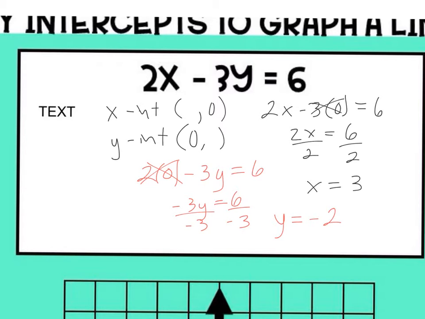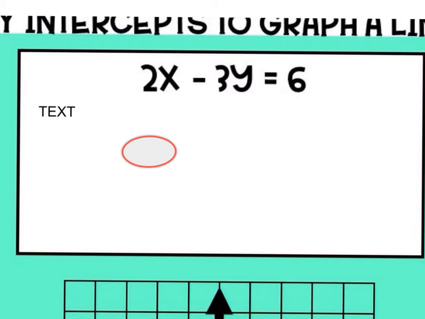Now let me show you the cover-up method. For the cover-up method, if I cover up the 2x, I'm left with negative 3 times something is positive 6. Well, that's got to be negative 2. Negative 3 times negative 2 is positive 6. Now let me move this over. 2 times something is equal to 6. Well, that's going to be just 3.